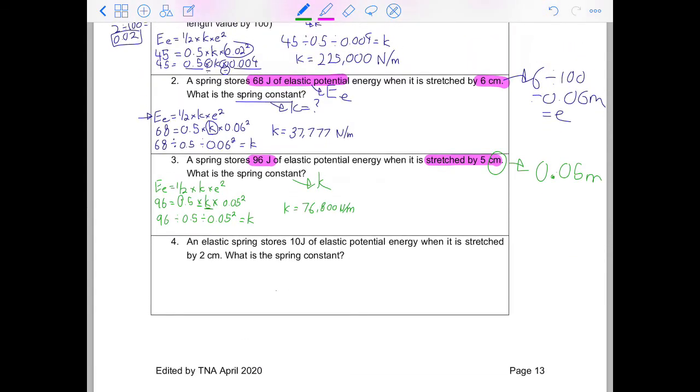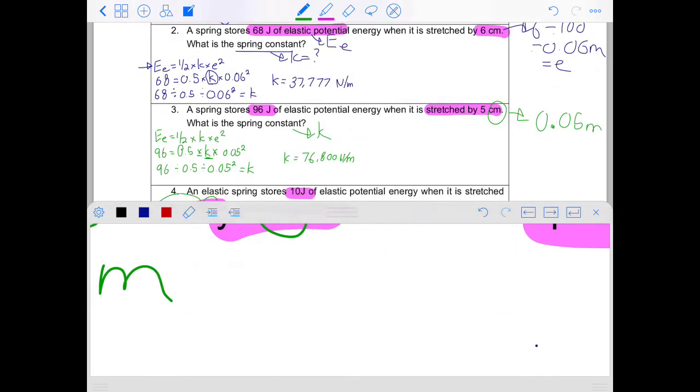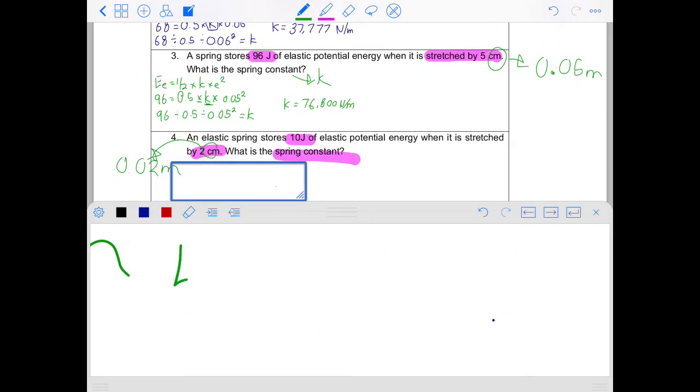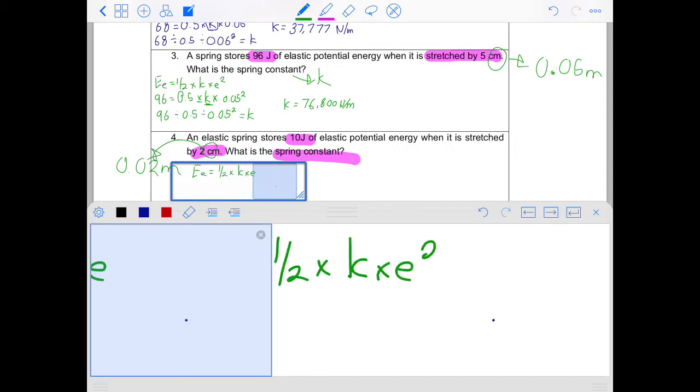Now give 4 a go on your own. Well done, you've unpaused the video now. So we have our 10 joules of elastic potential energy stretched by 2 centimeters. What is the spring constant? Looking again, we have our centimeters. So converting our 2 to 0.02 meters. And then we do the same steps again. Write down our equation. So elastic potential energy equals 1/2 times our spring constant times our extension squared.